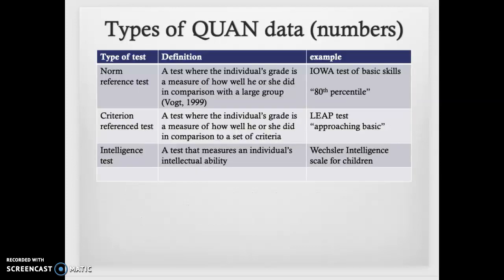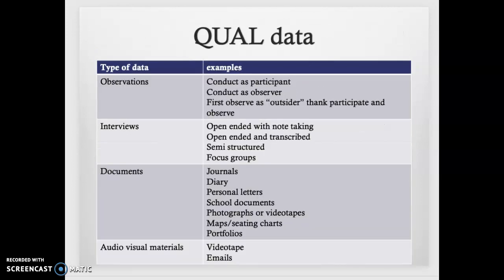Okay, and here's getting really to what we're going to be looking at. What type of data are you going to be looking at? Remember, quantitative data is numbers. So in education, that's all of our standardized testing, norm reference test, criterion reference test, intelligence test, IQ, all of that good stuff is quantitative data. Qualitative data, again, words, your observations, your interviews, your documents, videos, emails, all of that stuff is your qualitative data. Okay, so this was your brief review.